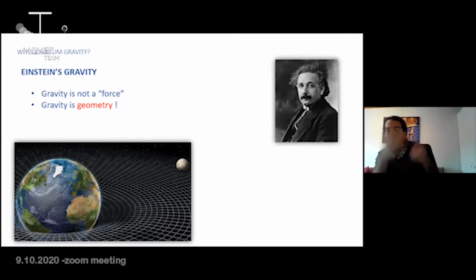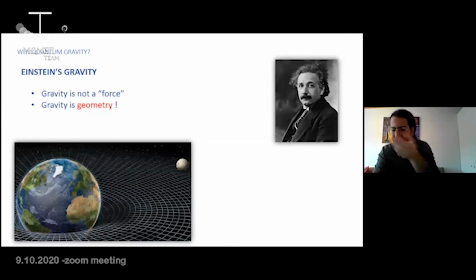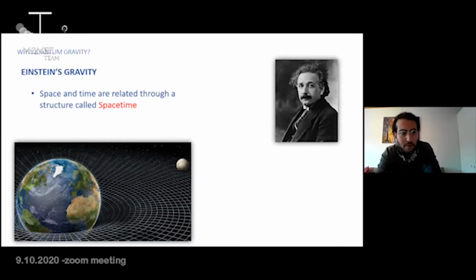But here he reached a conclusion: what if everything in the universe is free falling around each other? For example, the Moon and the Earth are really just free falling around the Earth. It was a theory. Of course people started asking: is it really gravity, is it really geometry? Nobody believed Einstein. It was a very bizarre theory. He started telling us there's a space-time, they are related through a structure which is called space-time.